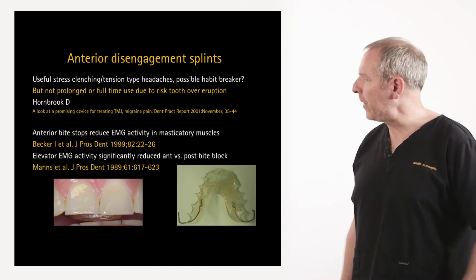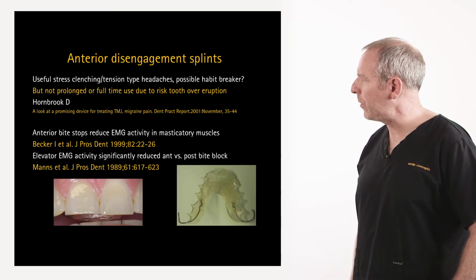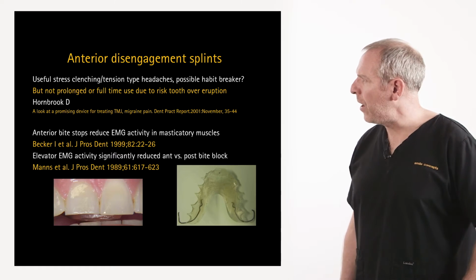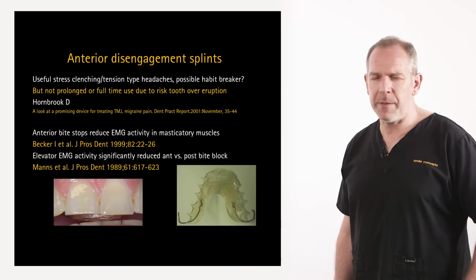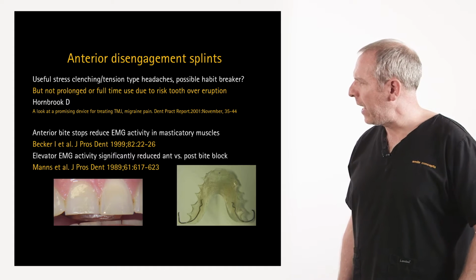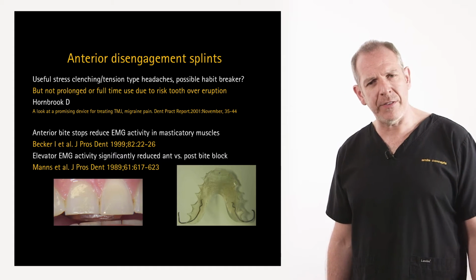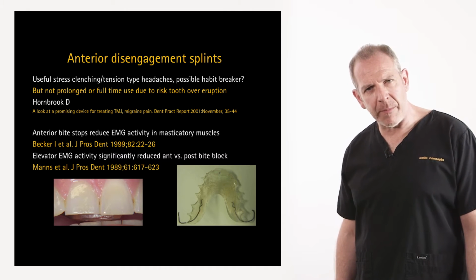This, more recently, has been used for stress clenchers. So I do think it's a particularly useful splint for people who suffer from tension headache, etc. And certainly the American Dental Association have recently approved this for the treatment of headache, and the Hornbrook article covers that. Again, there is the study by Becker and the study by Manns that these anterior bite stops significantly reduce muscle activity. So if you've got somebody who's stressed, who's clenching, this could help relax the muscles.